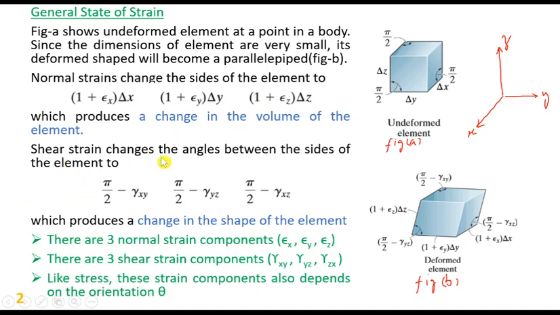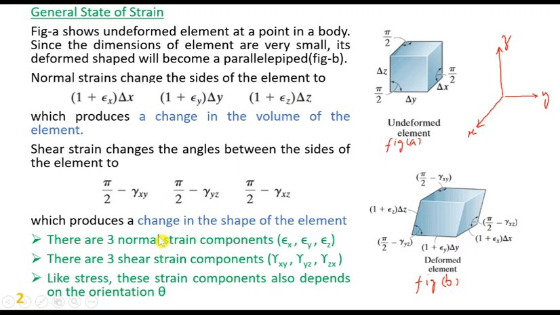As far as shear strain is concerned, shear strain changes the angle between the sides of the element too. So if normally this angle was pi by 2 or 90 degrees, after deformation this has become pi by 2 minus gamma xy. So this shear strain has occurred at this angle. This angle pi by 2 has become pi by 2 minus gamma yz, and this angle pi by 2 has become pi by 2 minus gamma xz. Shear strain changes the angle between these sides, which produces a change in the shape of the element.